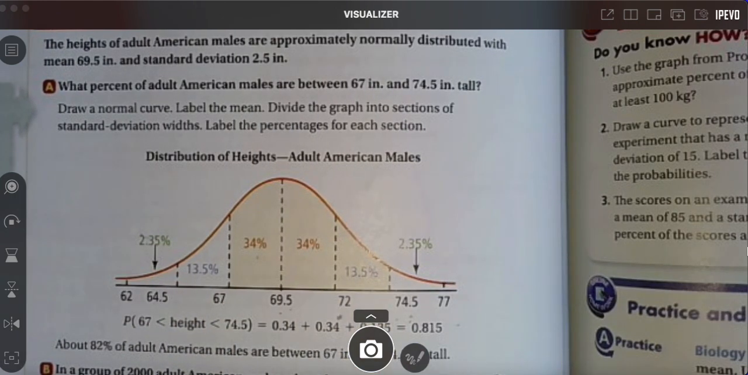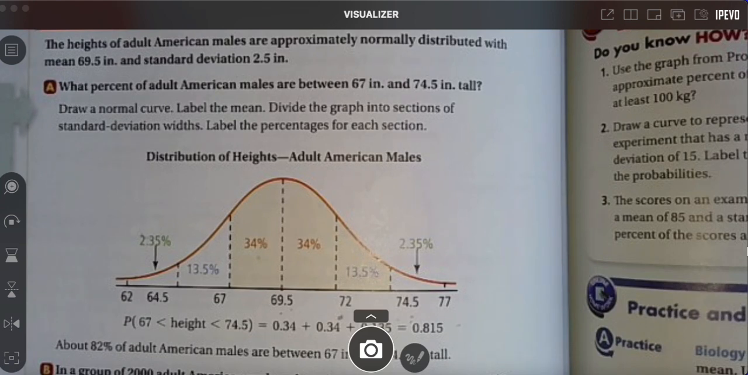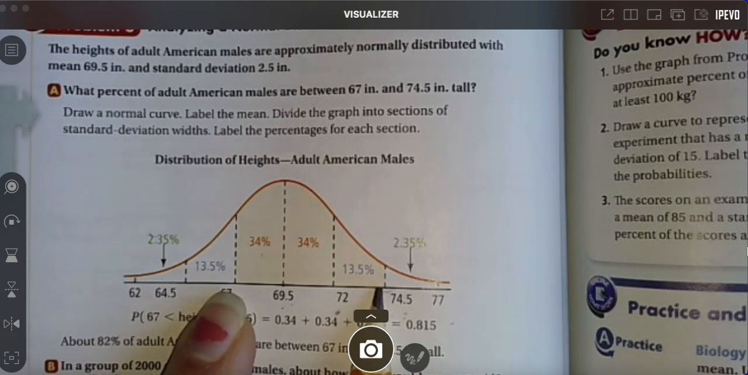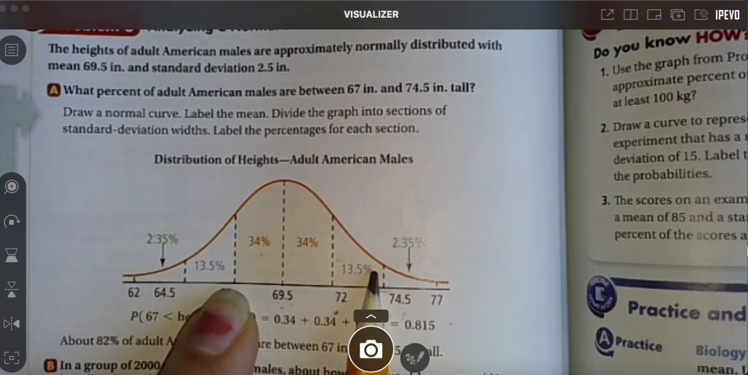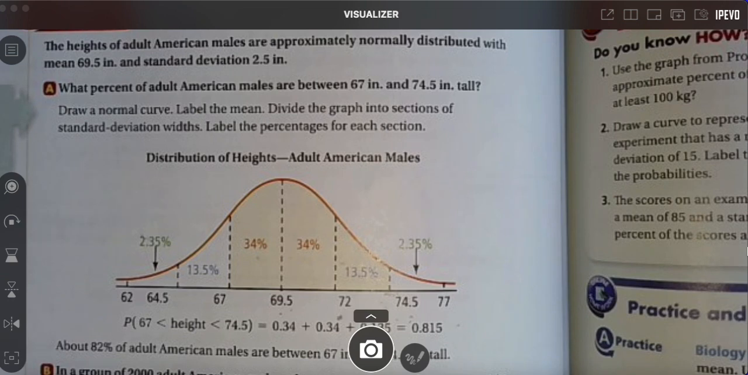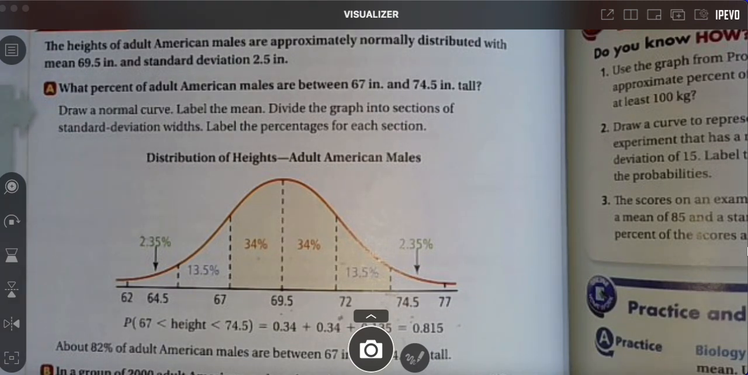Then they may ask a question. What percent are between 67 inches and 74.5 inches tall? That is from here to here. They actually shaded that for you, right? But you would just add those three numbers, and that's your answer. Even if you were to do research, gather statistics and draw your normal curve, you would find your own standard deviation, and that's what your normal curve would look like. Same percentages, and you could answer all your questions based on that. Okay?